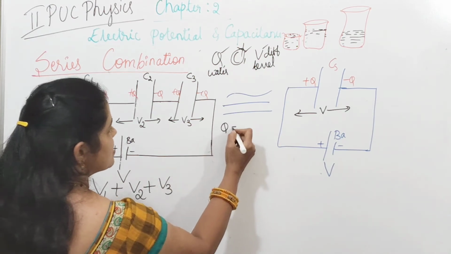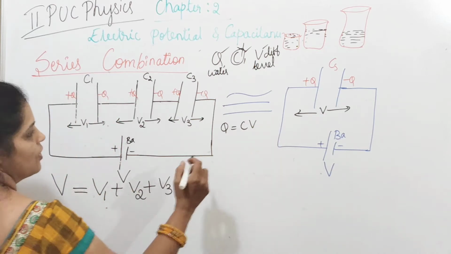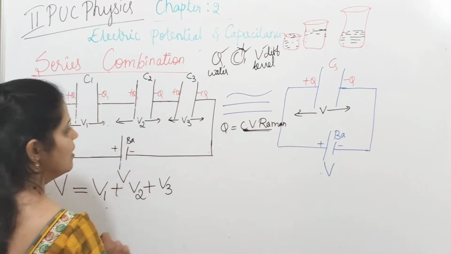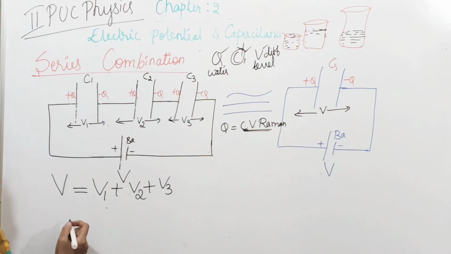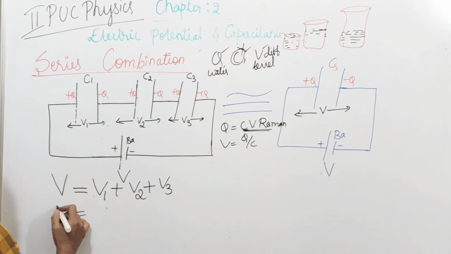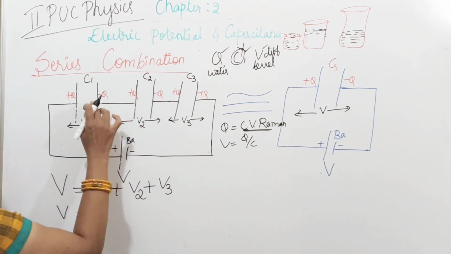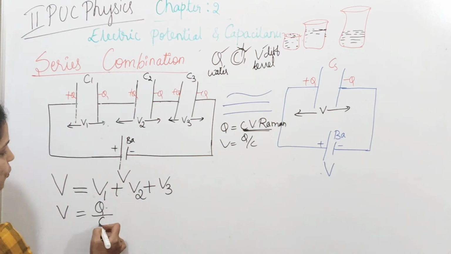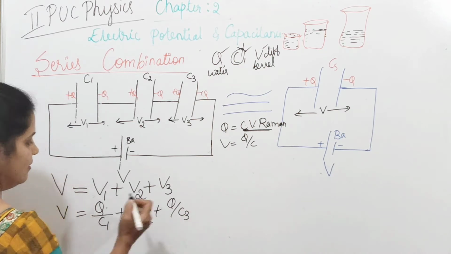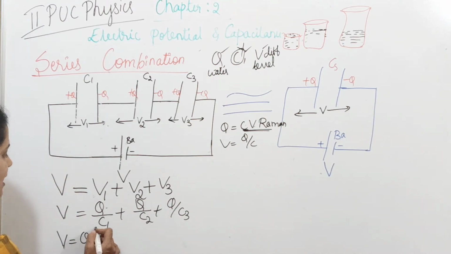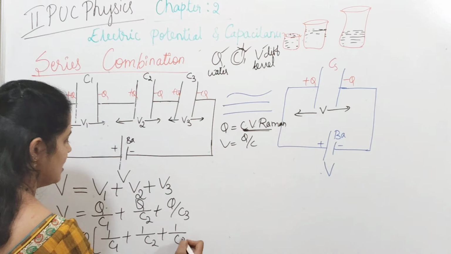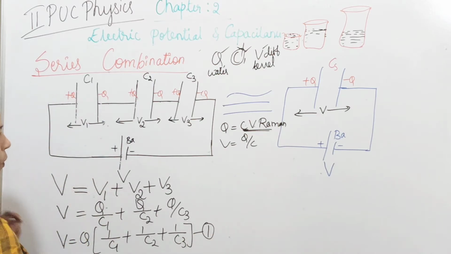Now, we know that Q is equal to CV, right? In order to remember, just remember the scientist's name, CV Raman. Then it will be easy to remember. So, Q is CV. Then V can be written as Q by C. Let us use this formula. Therefore, V1, the voltage across the first capacitor, is Q by C1. V2 is Q by C2, plus Q by C3. In these three, Q is common, take it outside. Remaining is 1 over C1 plus 1 over C2 plus 1 over C3. Let me write this as equation 1.